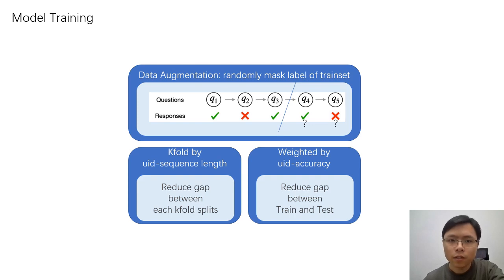Here for data augmentation, we could randomly mask labels of the train set, which could lead to a better score. Besides, K-fold by UID sequence length could reduce the gap between each K-fold split, and using UID accuracy as the weight of train samples can reduce the gap between the train set and test set.